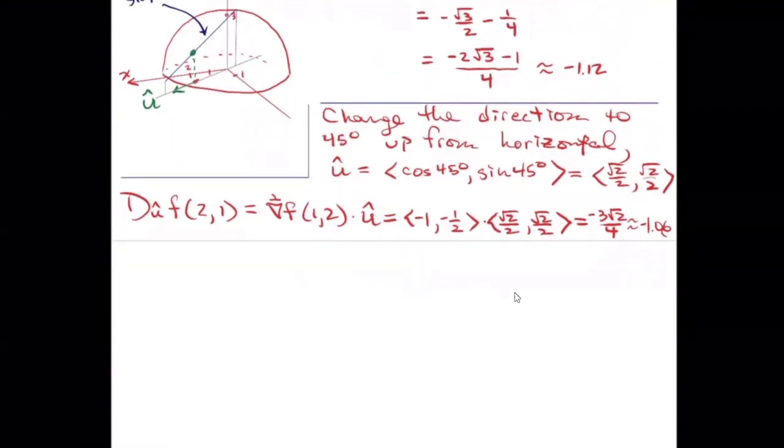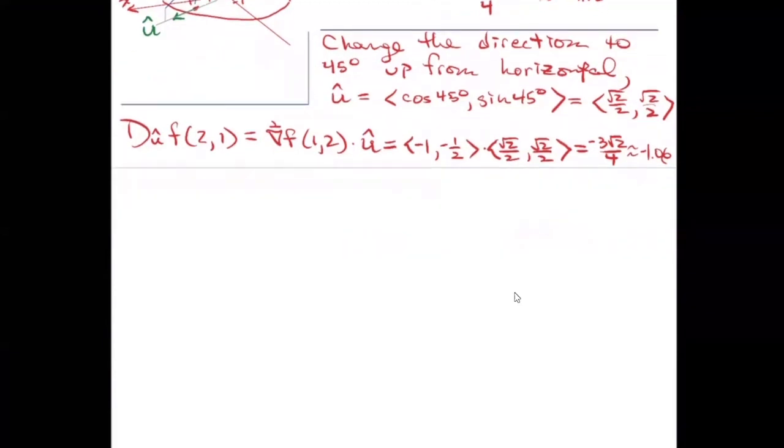Okay, any questions? Different directions give different slopes. You can go straight up a hill or you can go kind of at an angle and it might be easier. Okay, let me see what else we've got here.